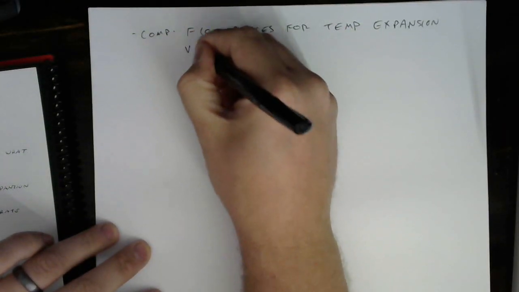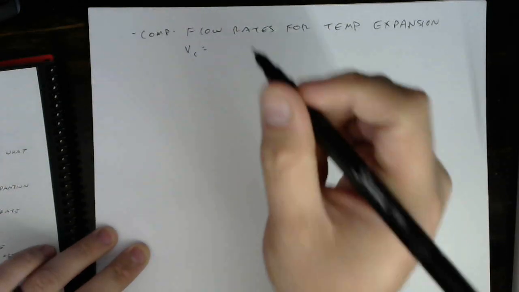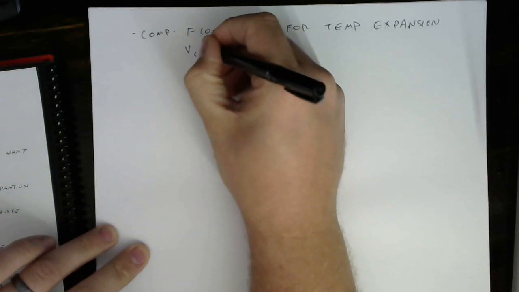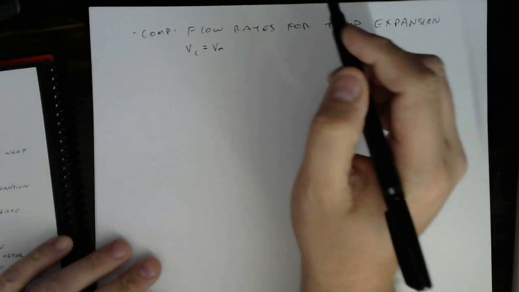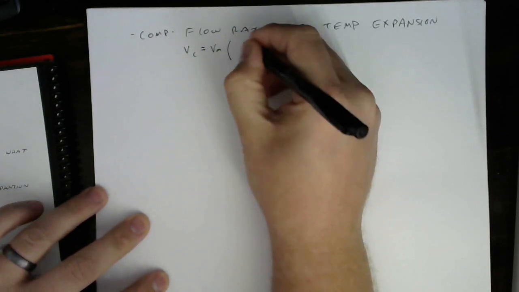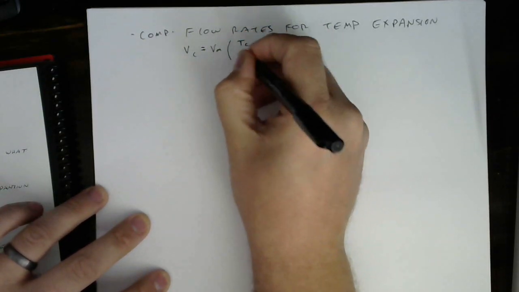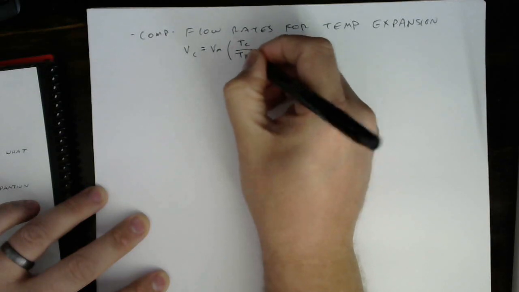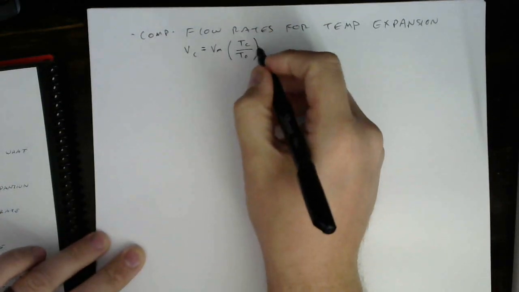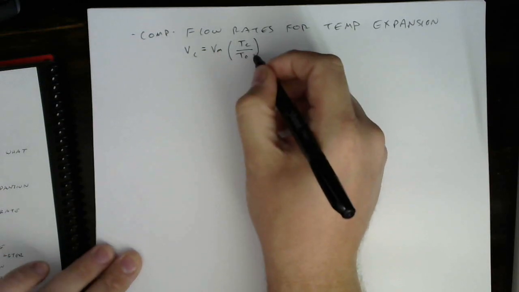So we're going to say that the velocity on the column is equal to that measured outlet velocity. We're going to call this V sub m for a second. That's the volumetric flow rate that we measure coming out of the column, times the ratio of the column temperature to the temperature at the outlet, the temperature where we make this measurement. And I should tell you, these are absolute temperatures. That is, these are temperatures in Kelvin.